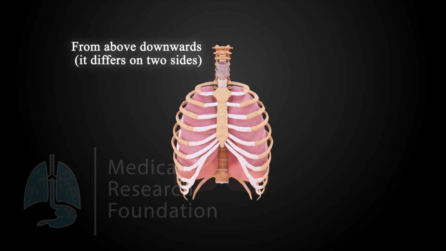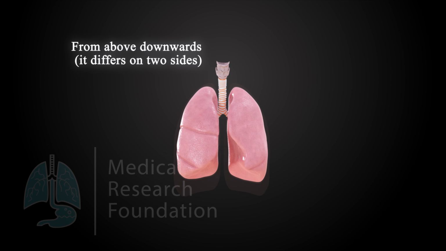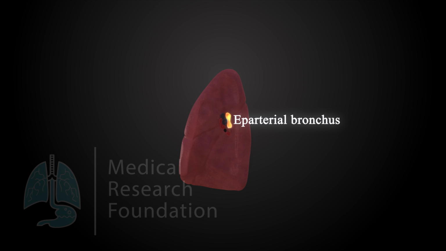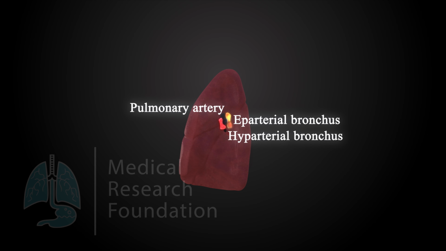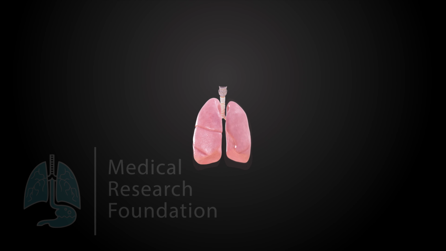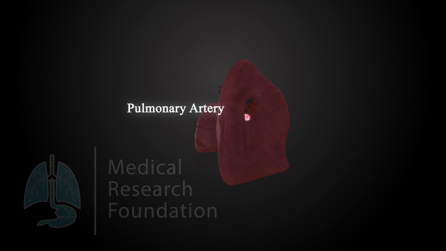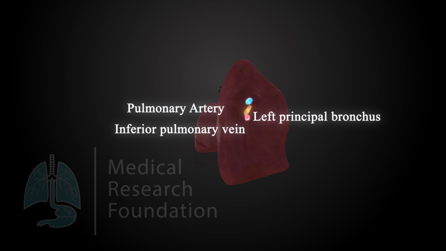From above downwards, it differs on 2 sides. Right side, eparterial bronchus, pulmonary artery, hyparterial bronchus, inferior pulmonary vein. Left side, pulmonary artery, left principal bronchus, inferior pulmonary vein.